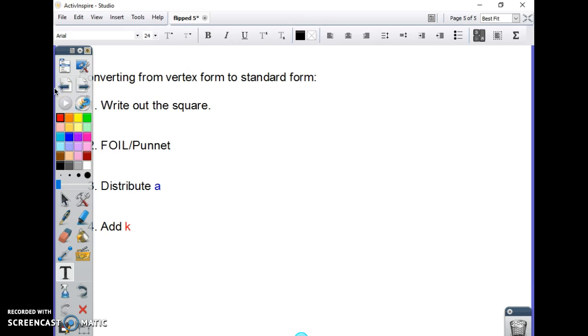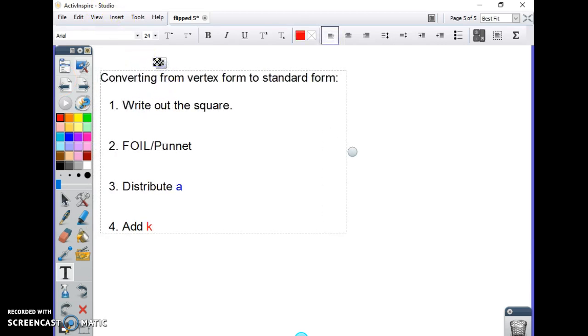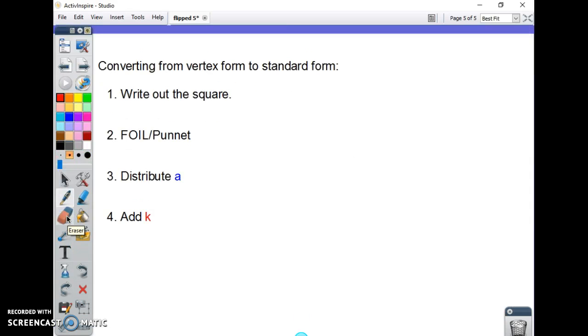Let's see, it's going to be a little bit cut off with this thing, so let's move it over a little bit. Here we go. So let's walk through a problem here. These are the 4 steps that you're going to go through in order to convert from vertex to standard, not standard to vertex. And hopefully it's pretty clear. Okay. So let's start with a problem.